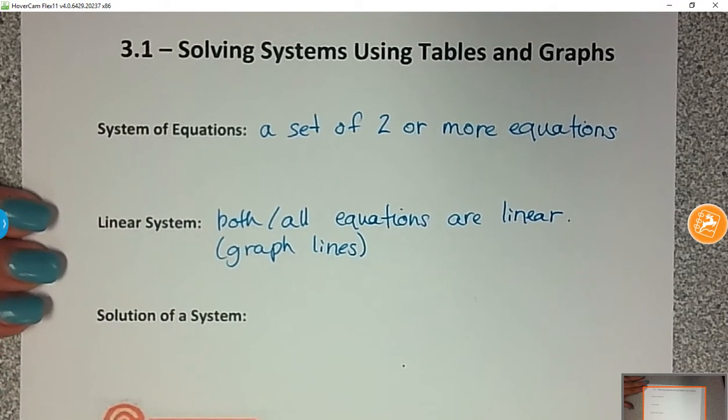And then the solution of a system is a set of values that make all of the given equations true. And it is usually written as an ordered pair.